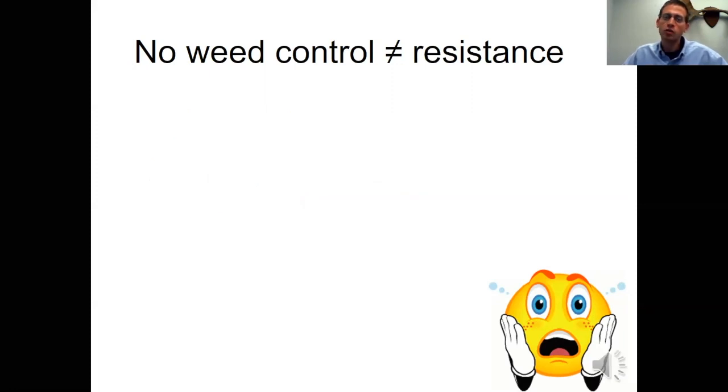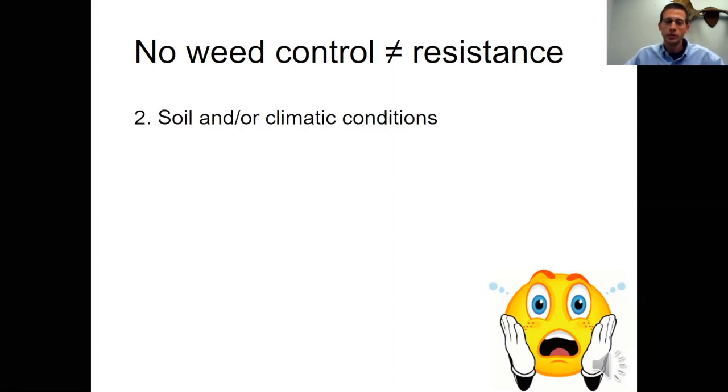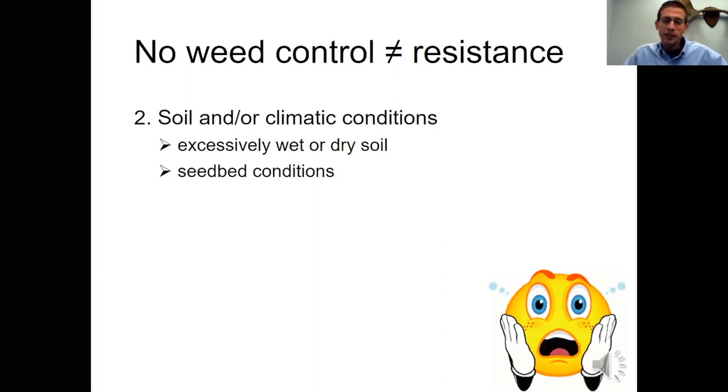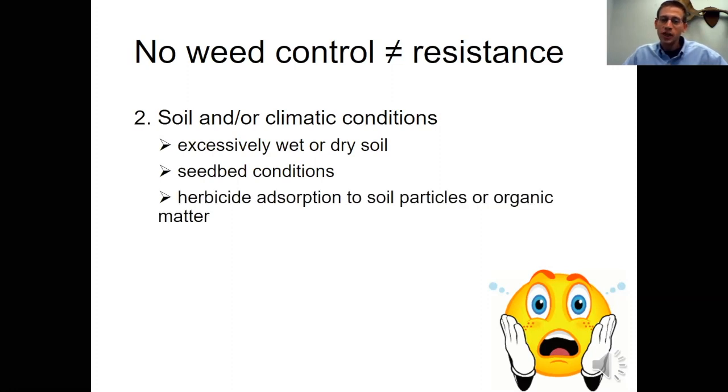Other factors are the result of soil and climate conditions during or after the application. Excessive wet soil can cause herbicides to leach through the soil profile, making them unavailable for plant uptake, and dry soil can prevent the herbicides from being activated or taken in by a plant. Seedbed conditions can influence weed seed germination. And as I mentioned before, herbicides can bind to soil particles. Soils with higher organic matter content generally tend to bind herbicides more readily. That is why application rates differ with soil type.